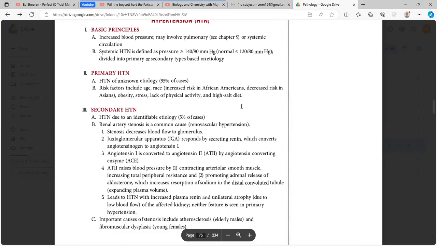For example, renal artery stenosis. Obviously, when there is stenosis, there will be a decrease in blood flow. And in response to a decrease in blood flow, an increased amount of angiotensin is released by the kidneys. Angiotensin will further cause vasoconstriction of the blood vessels and increase the blood pressure. Now, apart from these causes, the other causes include fibromuscular dysplasia in females, where dysplasia is the disarrangement of the normal epithelium, and atherosclerosis, in which there is plaque formation.